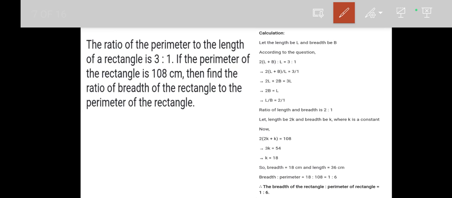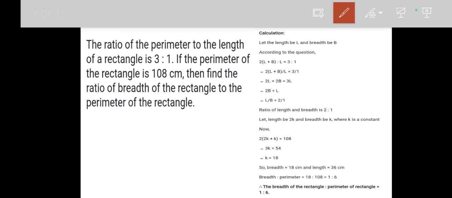Now if length is 2k, our breadth is k, because we already found out that 2 times breadth is equal to length. So our length is 2k, then our breadth will be k. So 2 into (2k plus k), which is the formula for perimeter, 2 times (length plus breadth). We know what the perimeter of the rectangle is, 108. So 3k is equal to 54 when you cancel, because you can cancel 2 and 108, right? So 3k is equal to 54 and we get the value of k as 18.